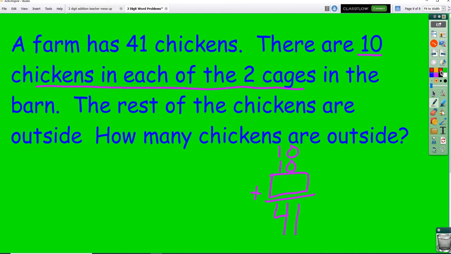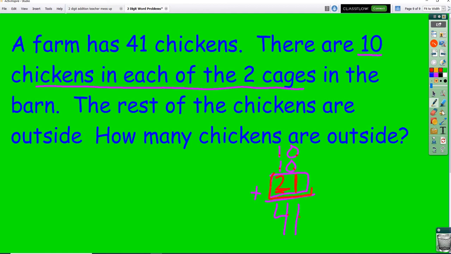So 10 plus 10 plus something is 41. How many chickens are outside? Well, 0 plus something makes 1. What would go there? Yeah, 1. Because 0 plus 1 is 1. And then we've got 1 plus something would make 4. What would go there? 1 plus 1 is 2. So 2 plus 2. 2 plus 2 makes 4.